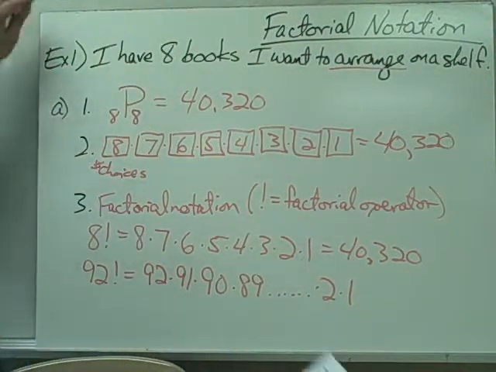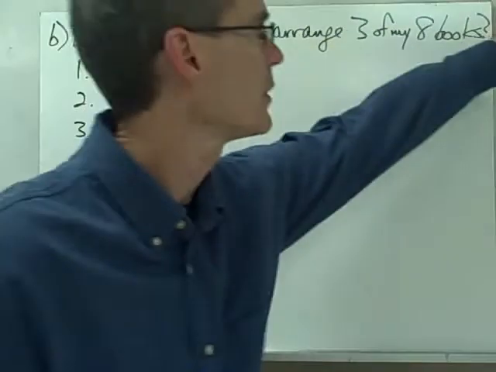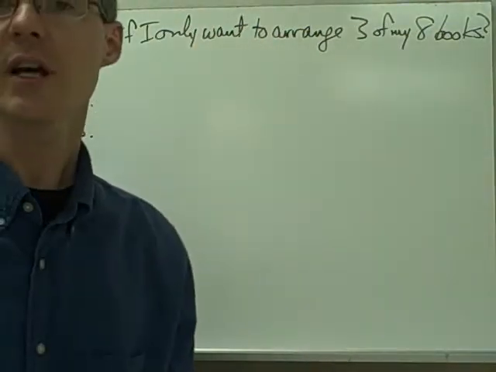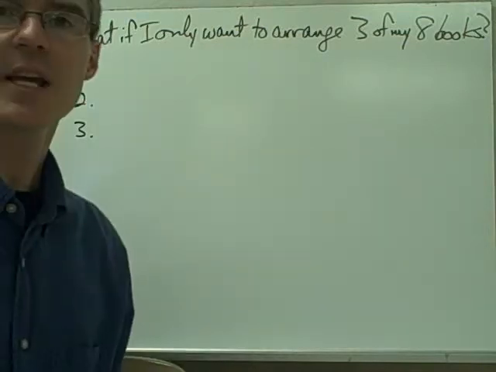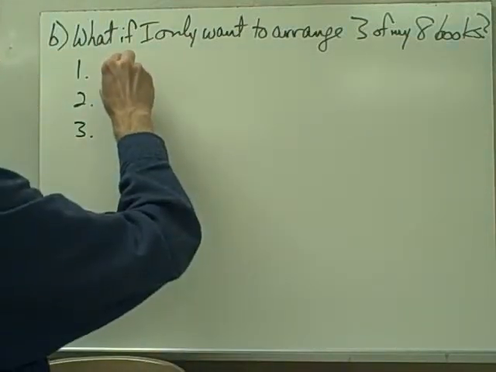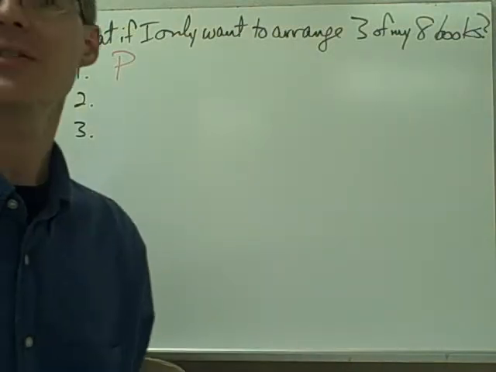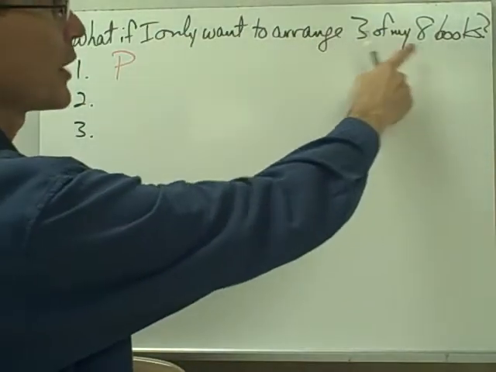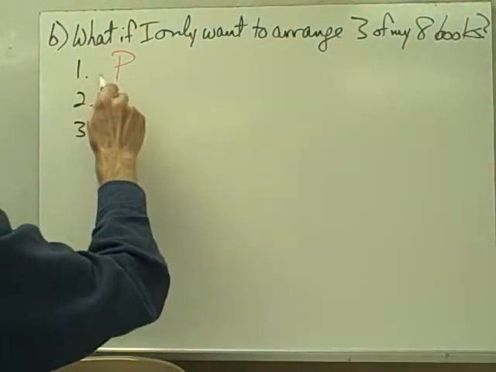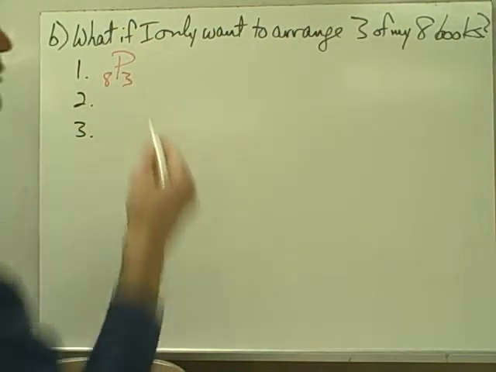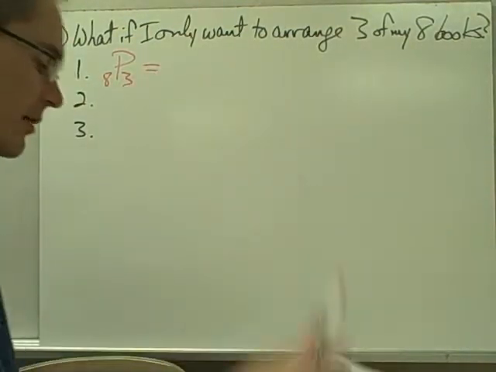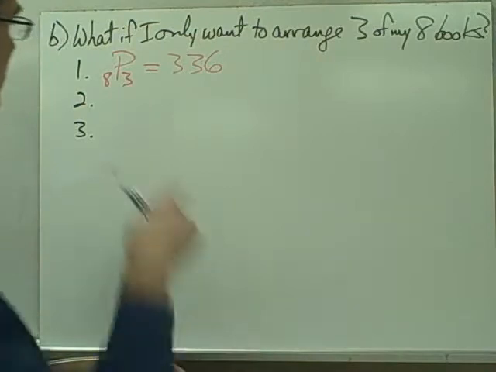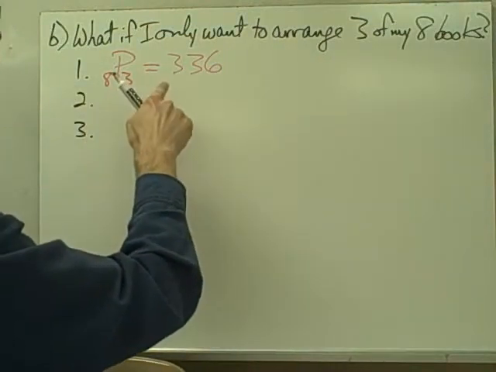All right. So let's see how we would use factorial notation with this slightly different situation. What if I only want to arrange 3 of my 8 books on a shelf? Again, we've seen examples like this before when working with permutations, and we've got our 2 methods. I could use my permutations operation on my calculator. If I only want to arrange 3 of my 8 books, then I want the number of permutations of 8 objects taken 3 at a time. And if I punch that into my calculator, I get 336.